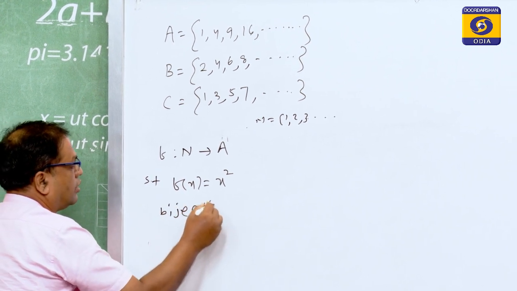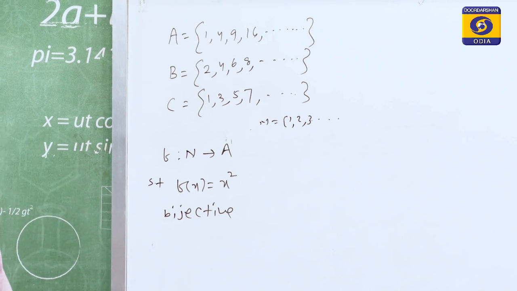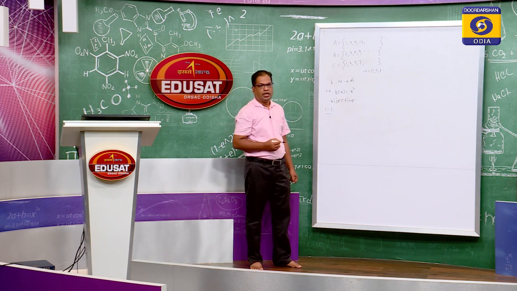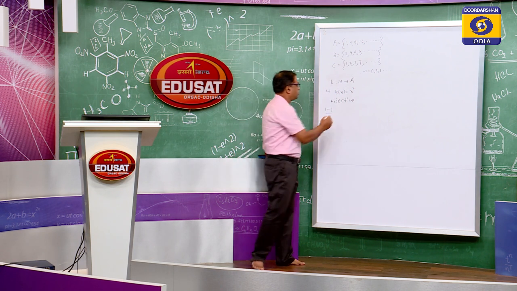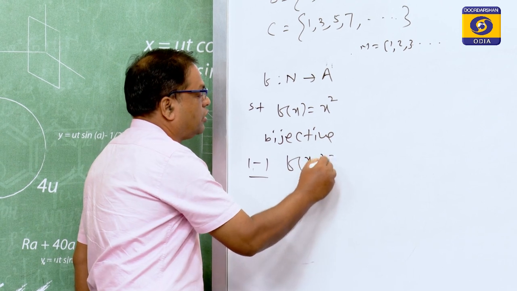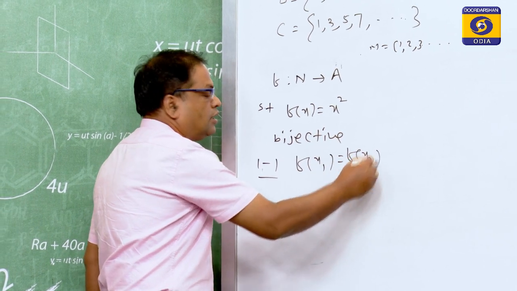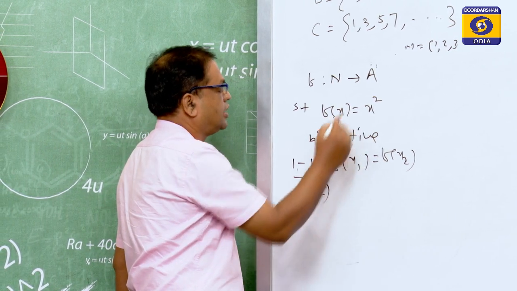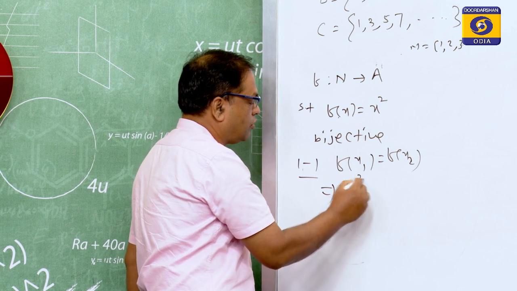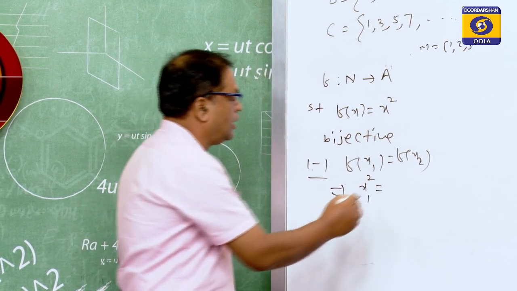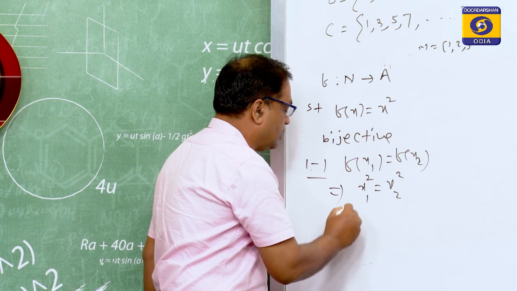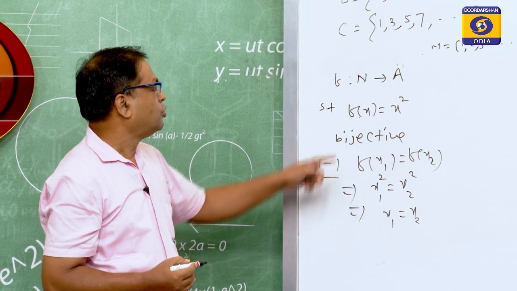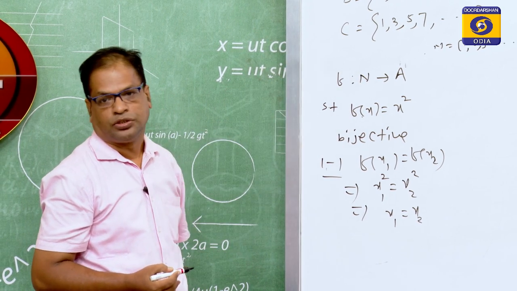That means it is one-one and onto. We can test it for one-one. What is the test for one-one? f(x1) = f(x2). We take f(x1) = f(x2) and we will show that x1 = x2. So, what is f(x)? It is x square. f(x1) will be x1 square, f(x2) will be x2 square, then x1 = x2. Here there will be no negative sign because both sets are positive: N is positive, A is also positive.